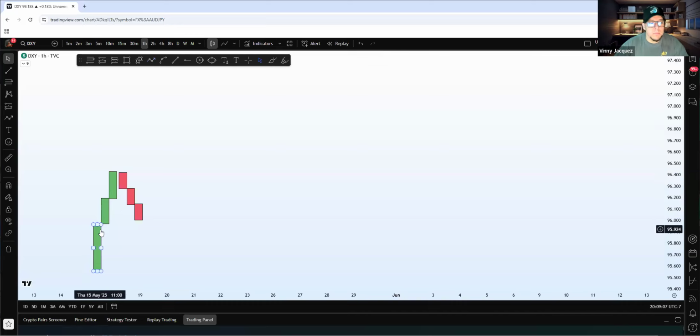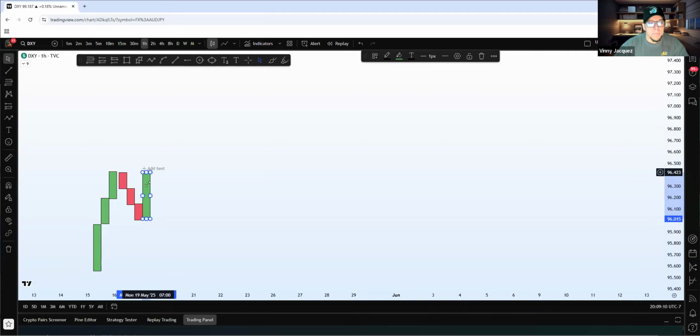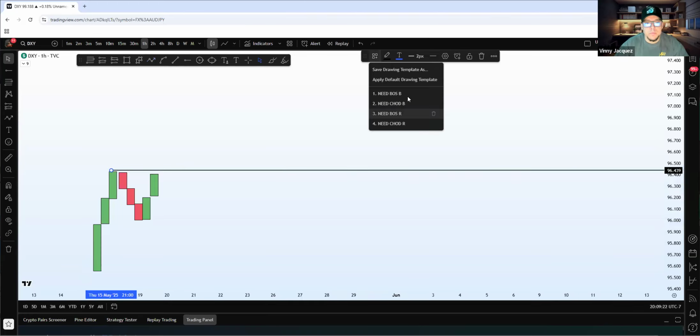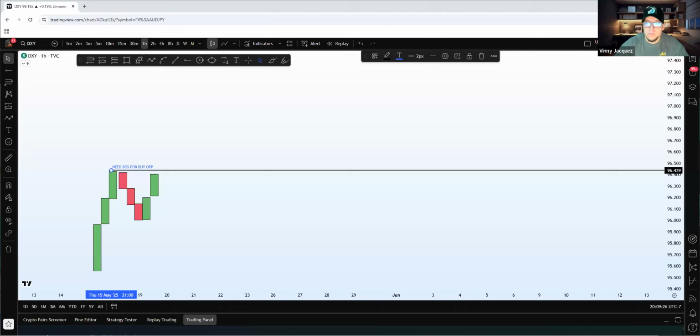So let's go ahead. Market's starting to do its thing, starting to climb up. Now, what I like to do, guys, is put this line here telling me I need to break a structure to the upside. Need BOS. All right, I need a BOS to the upside. It's literally telling me I need to break a structure for buy opportunities. Guys, this helps so much.